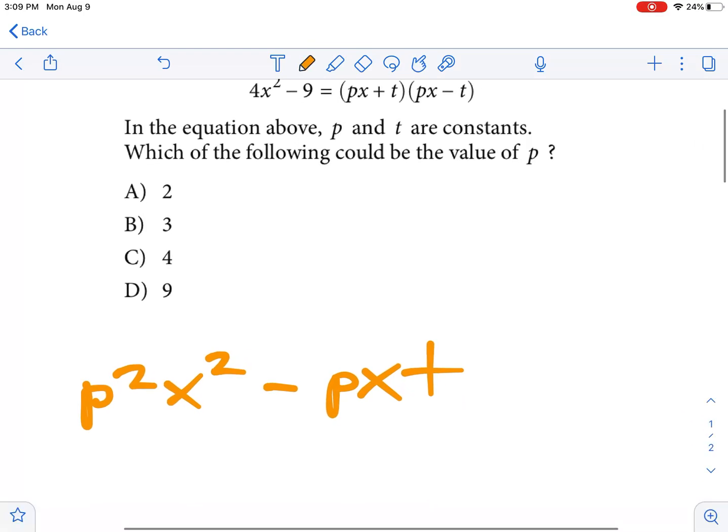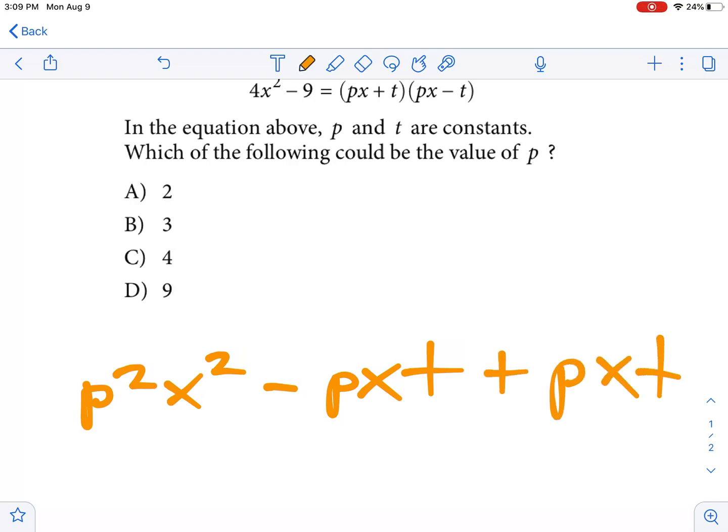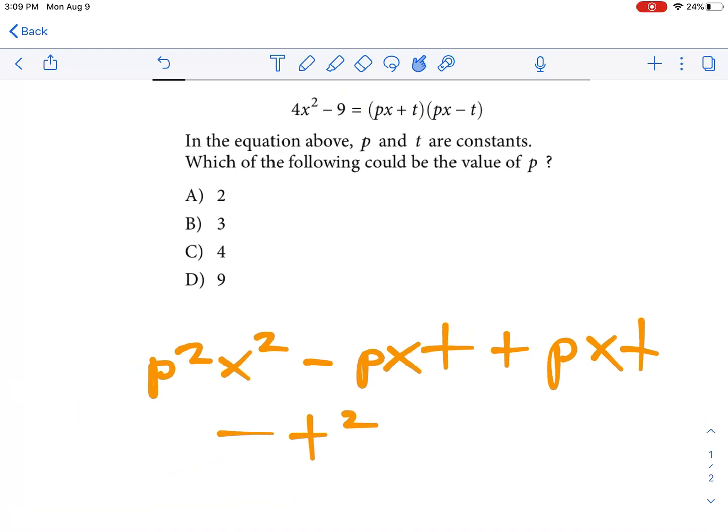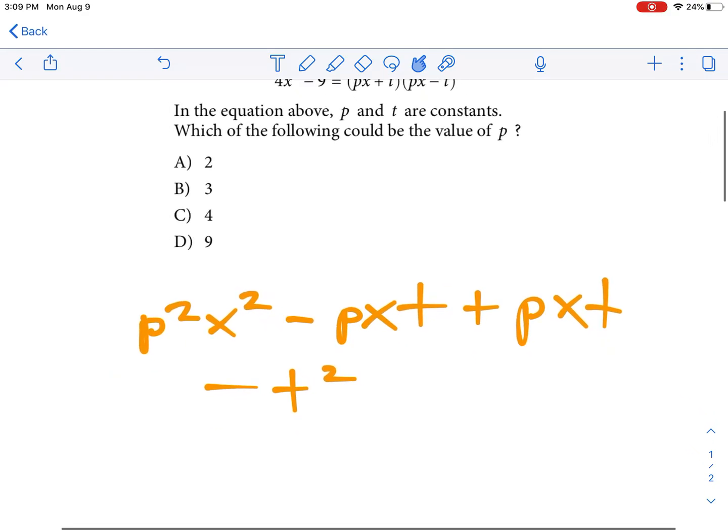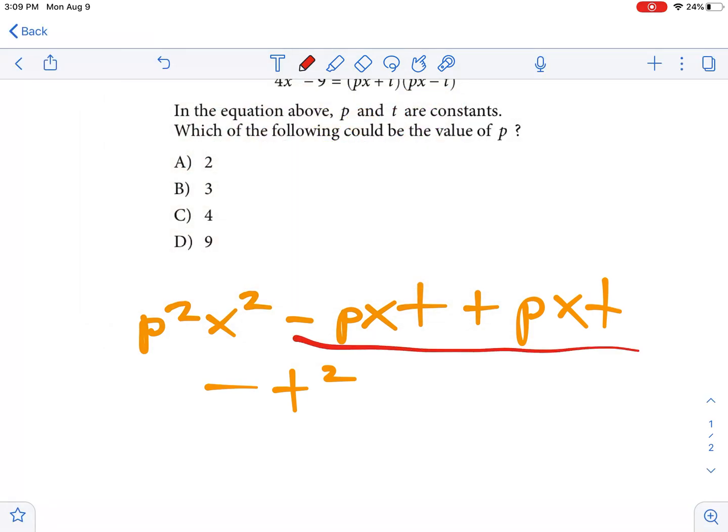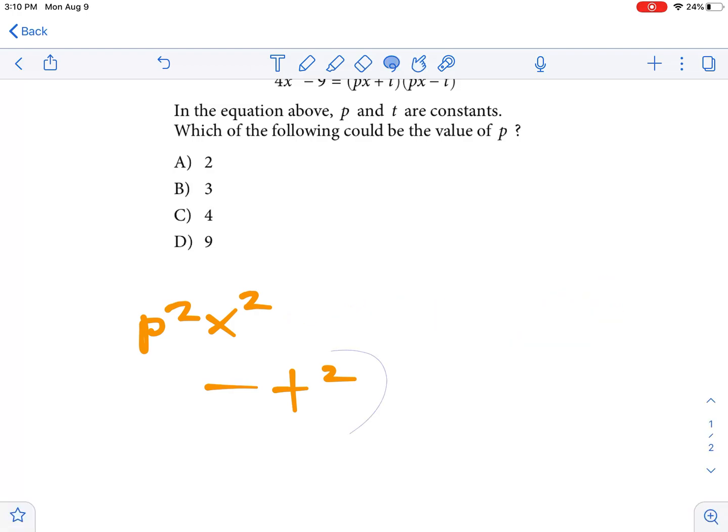Then we're going to multiply this part right here, positive t and positive px, so we're just going to get plus pxt, and then multiply this last part, positive t and negative t, which is just equal to minus t squared. So one important thing to recognize is that in the form that they've given us, these two middle parts actually cancel out, the negative pxt and the positive pxt. And so essentially we can just delete these two since we know now that they cancel each other out, and all we're left with is p squared x squared minus t squared.